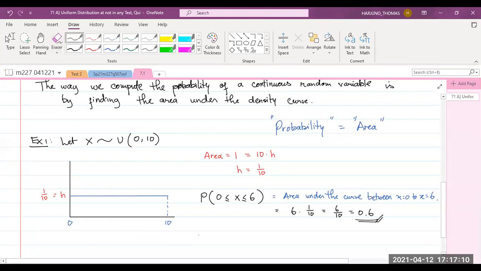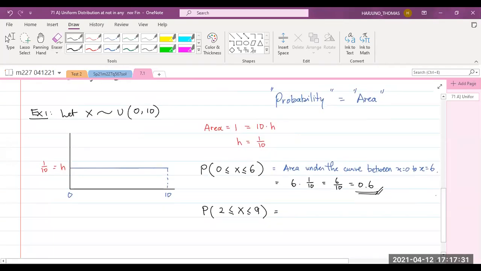Now, let's do another one. How about the probability that the bus will come between 2 and 9 minutes from now? If the bus arrival is uniformly distributed in the next 10 minutes, what is the probability that it shows up between 2 and 9 minutes from now? So you are finding the area under the curve between 2 and 9. That's the probability for the bus showing up between 2 and 9 minutes from now.